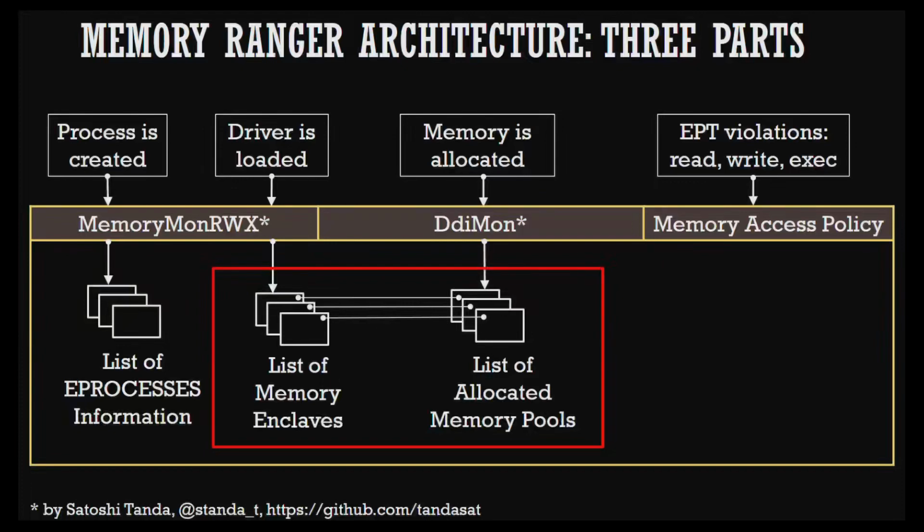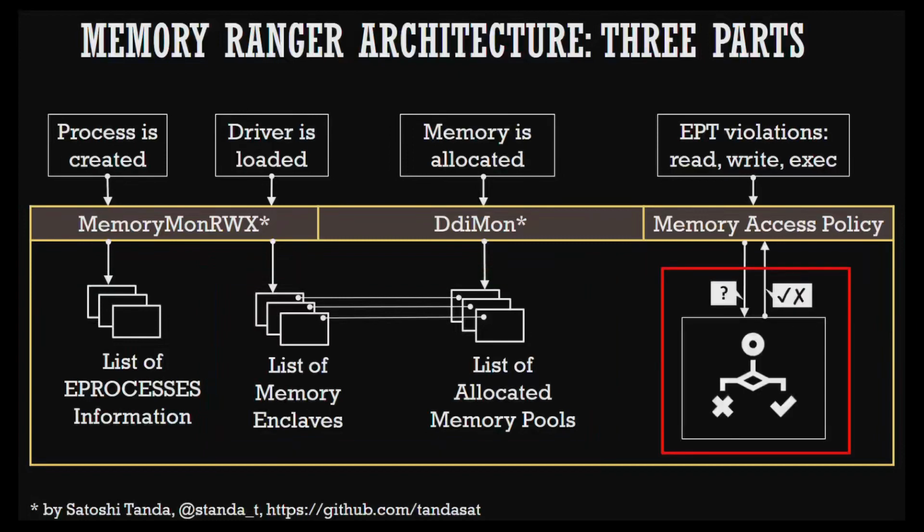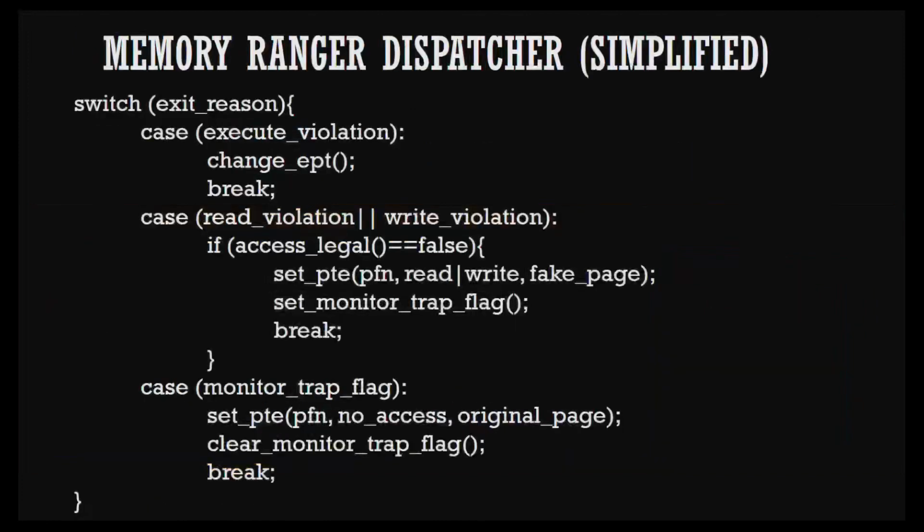Each time the driver allocates memory data, MemoryRanger adds the following information to the list. This structure includes the data, the address and the size of newly allocated data. Memory access policy manages all these lists and decides to grant memory access or to deny it. All the details about MemoryRanger architecture are in my white paper. To put it in a nutshell, the MemoryRanger dispatcher is here.